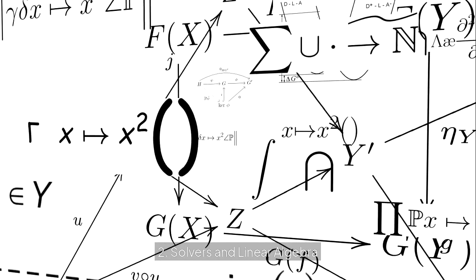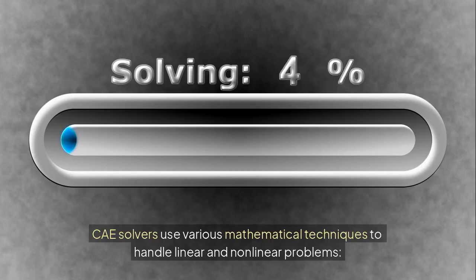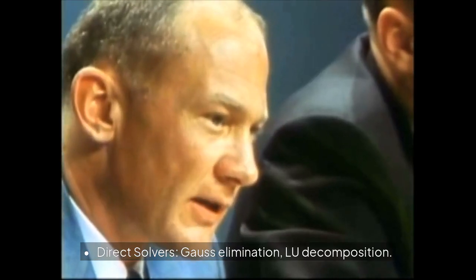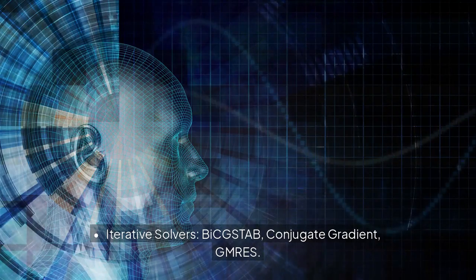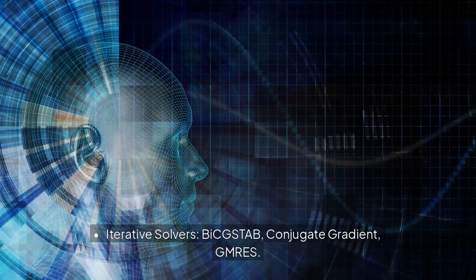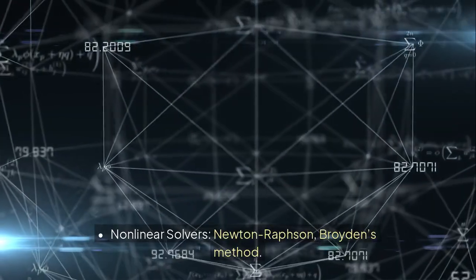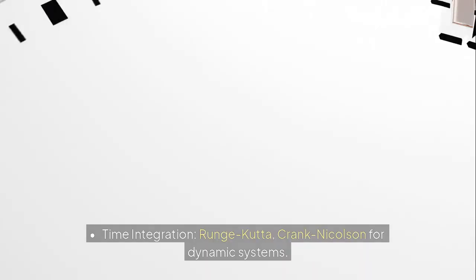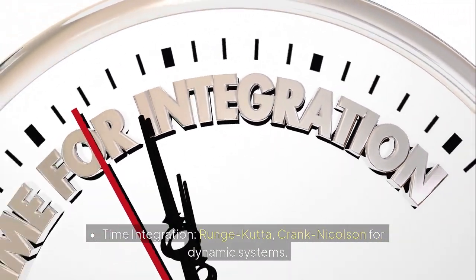2. Solvers and linear algebra. CAE solvers use various mathematical techniques to handle linear and nonlinear problems. Direct solvers: Gauss elimination, LU decomposition. Iterative solvers: BiCGSTAB, conjugate gradient, GMRES. Nonlinear solvers: Newton-Raphson, Broyden's method. Time integration: Runge-Kutta, Crank-Nicolson for dynamic systems.